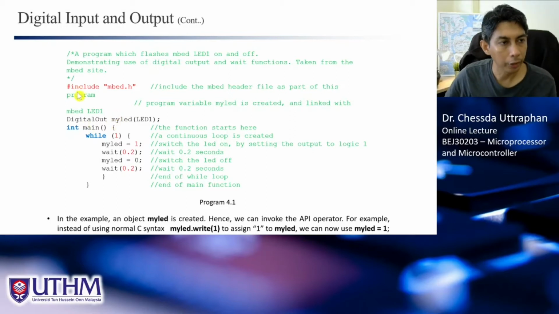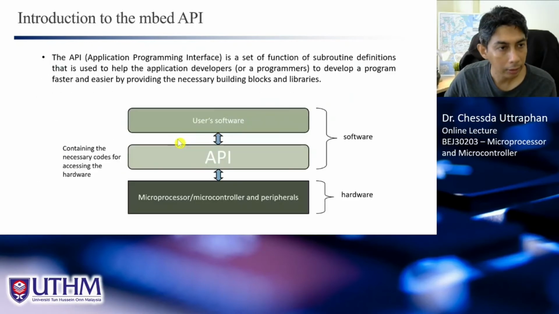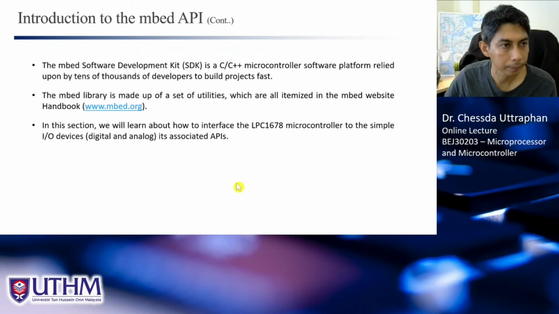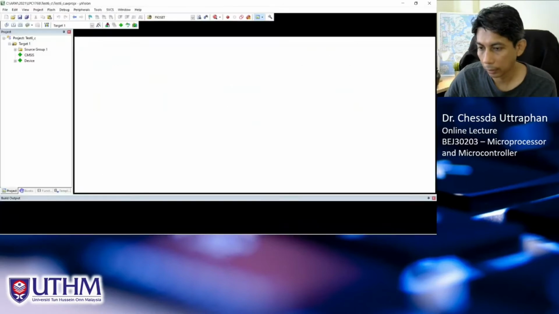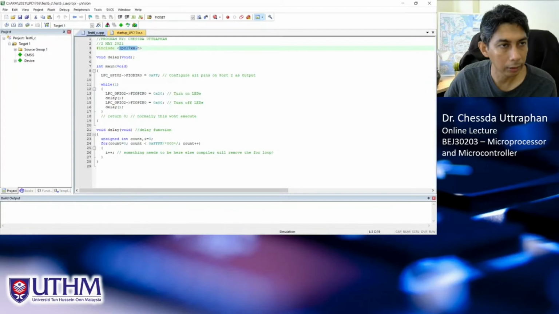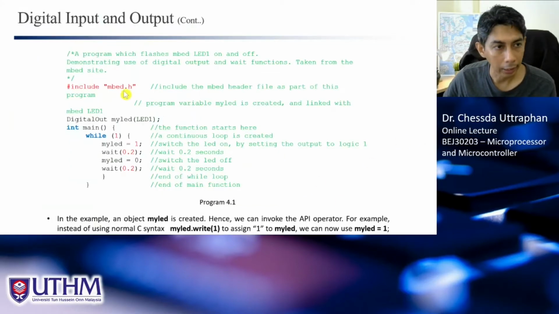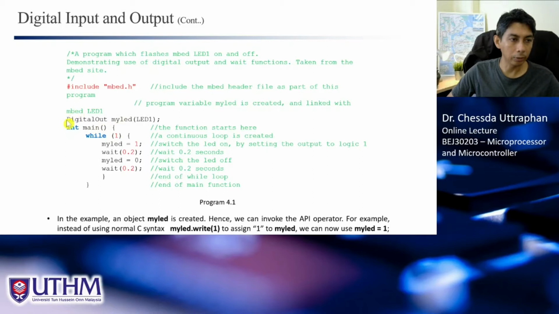So in the program, what we do is we need to include this header file, the mbed.h. In the previous example, we use this header lpc17xx.h. But when we want to use mbed API, what we need to use is mbed.h, right? And to write the program, this is how we configure the digital output.